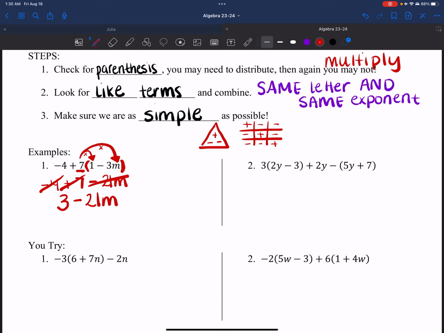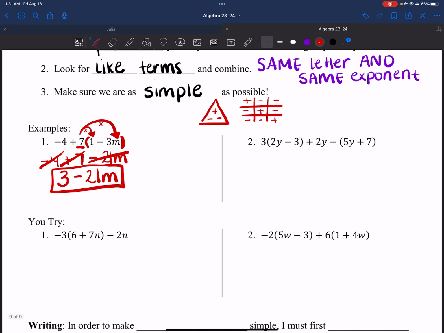Okay? Now, make sure we're as simple as possible. Can we combine anything else? No. Do I have any parentheses? No. There is my simplified expression. 3 minus 21m. That's my answer.